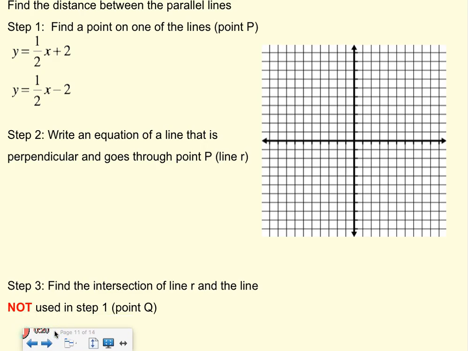So, these are our two equations, right? How do I know they're parallel? Same slope. Let's just graph them just for a visual. Okay? They're far away. They're far away? Let's see if you're right.